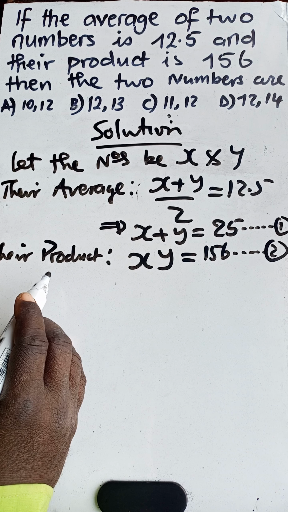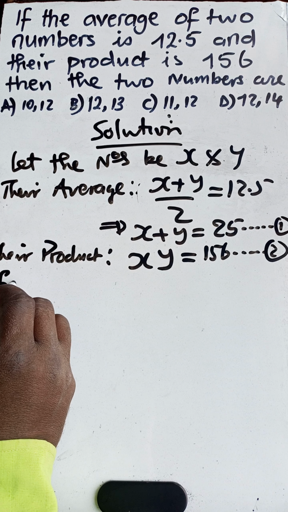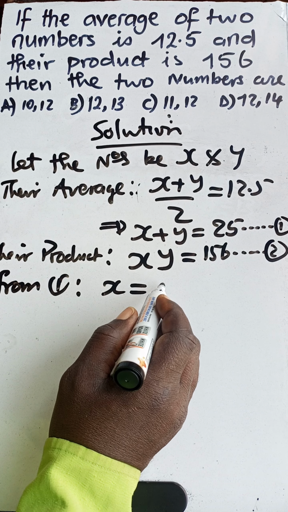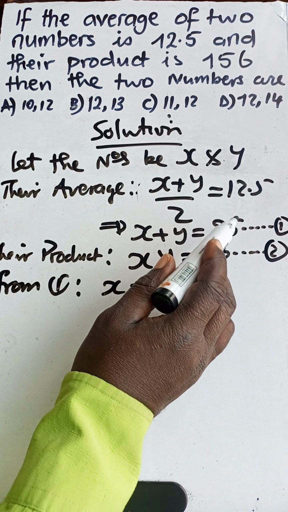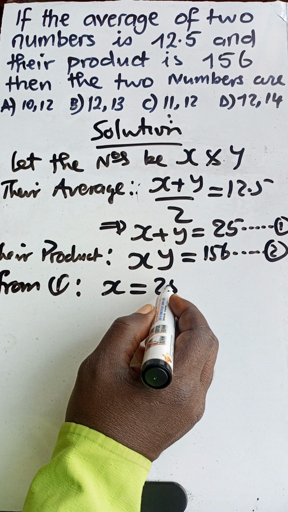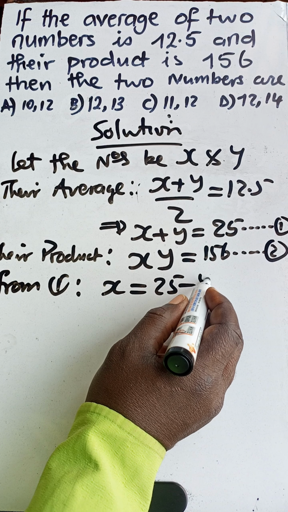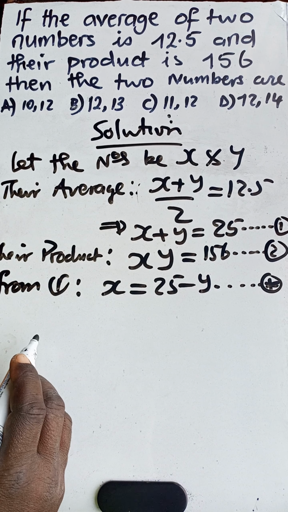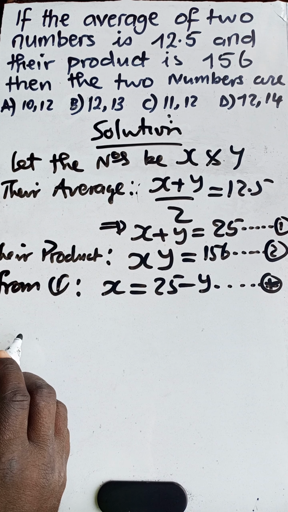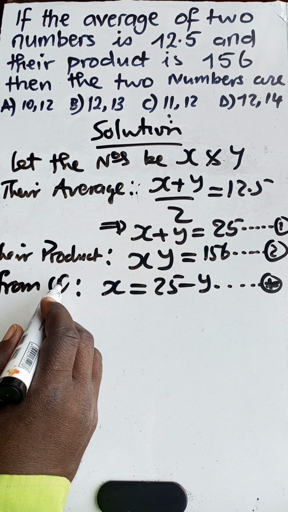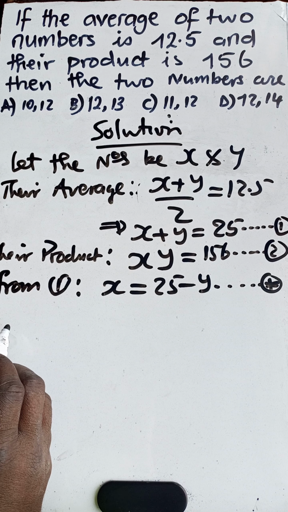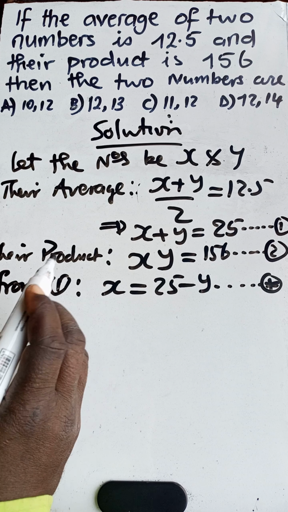If I use the substitution method, then I want to start with equation 1. From equation 1, x will be 25 minus y. I call that star. Since I have used equation 1, I cannot substitute this expression again in equation 1. That's what the substitution method stipulates. I have to substitute this in the other equation.